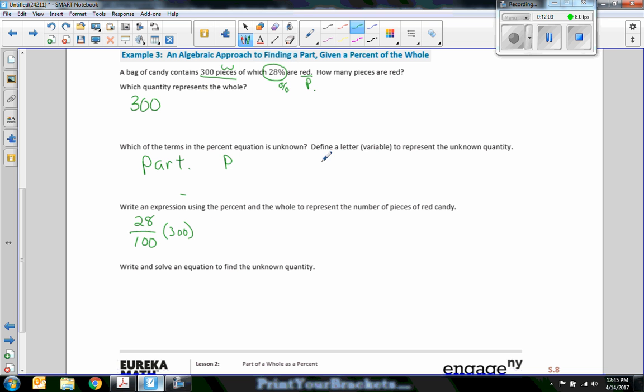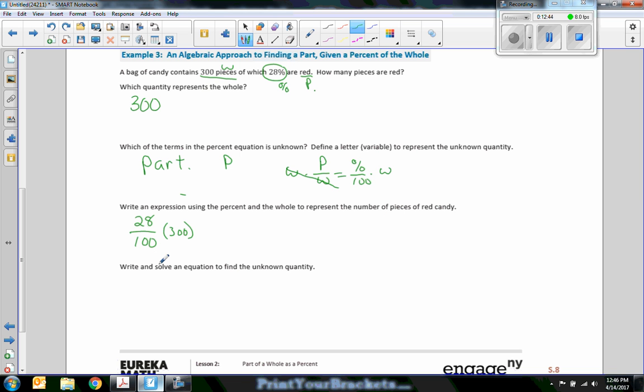Okay, so here's what I'm doing. I have been introducing part over whole equals percent over 100, and this is just percent, 28 over 100, times the whole. So all I'm doing is multiplying both sides by W. And when I do that, I get P by itself, which is the part, which is percent over 100 times the whole. So I'm just rearranging this portion to give you an expression. So I have the percent over 100 times the total, and that equals the part. And that will represent the pieces that are red.